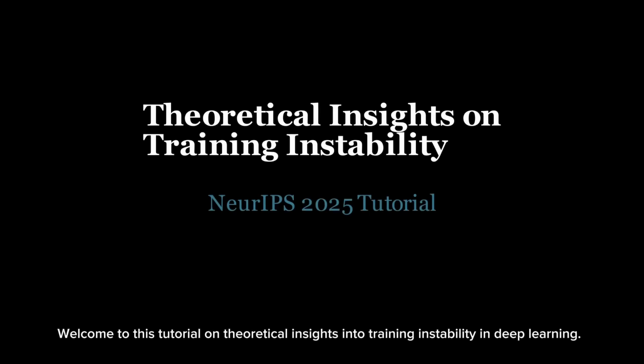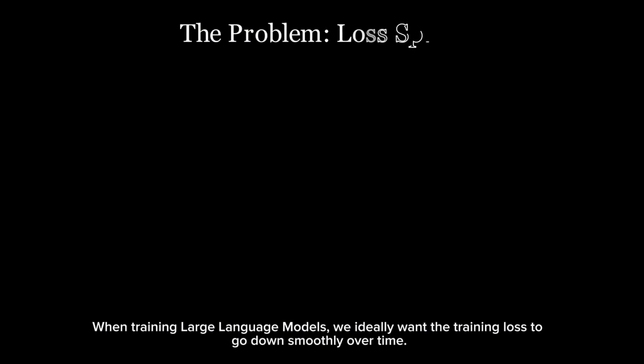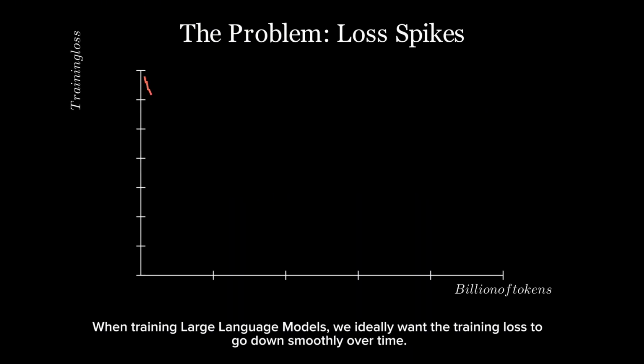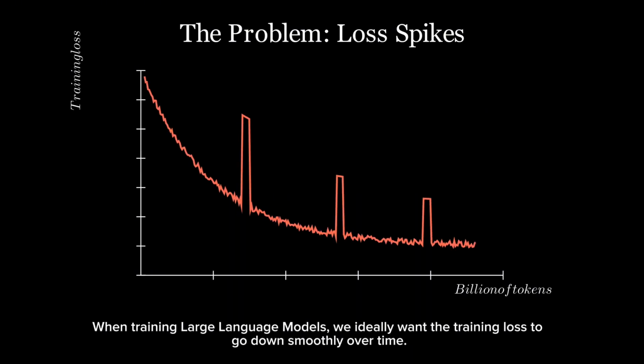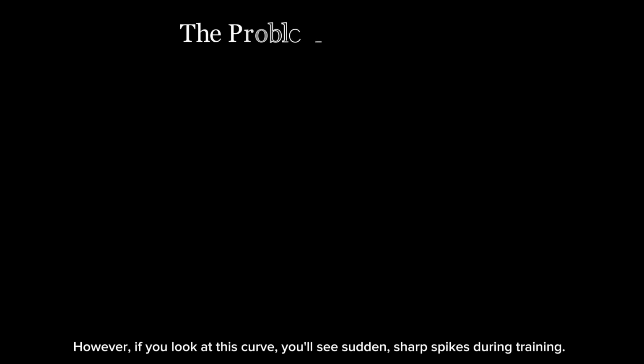Welcome to this tutorial on theoretical insights into training instabilities in deep learning. This is based on the NeurIPS 2025 tutorial. When training large language models, we ideally want the training loss to go down smoothly over time. However, if you look at this curve, you will see sudden, sharp spikes during training.